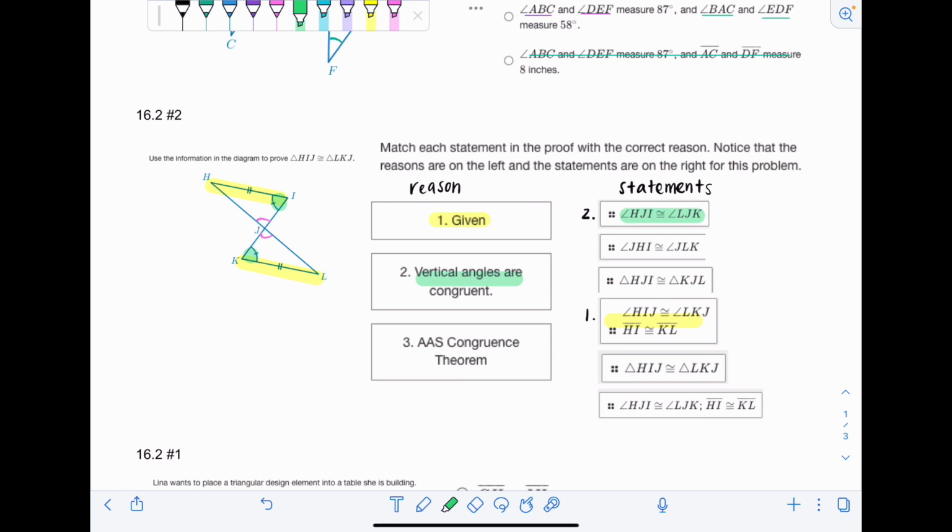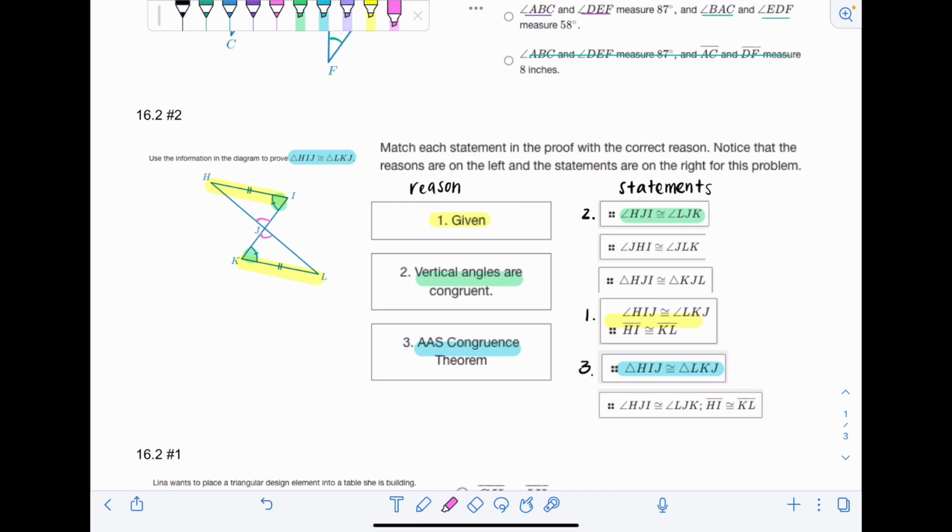And then for number 3, the reason is angle side congruence theorem. So the statement that must go with it must have been some sort of claiming that two triangles are congruent. And this one you can kind of take a little shortcut on. We're trying to prove that these two triangles are congruent. That's our end goal, and we're at the end of the proof. So triangle HIJ is congruent to triangle LKJ. That's got to be the statement that goes with our final reason. So that goes with reason number 3.